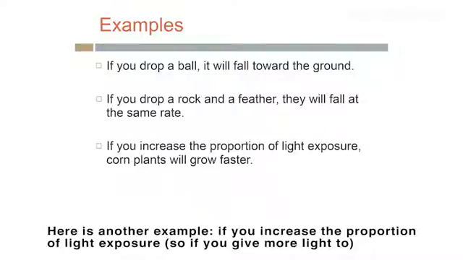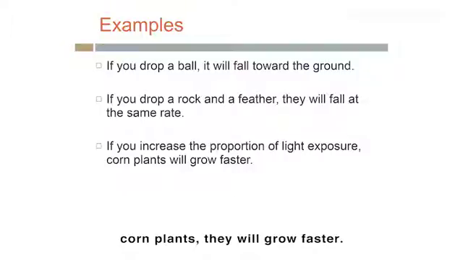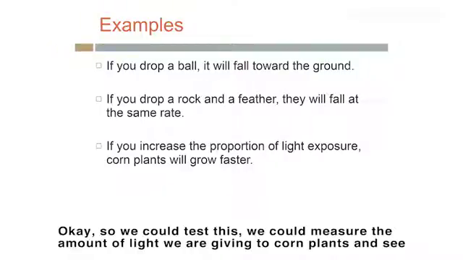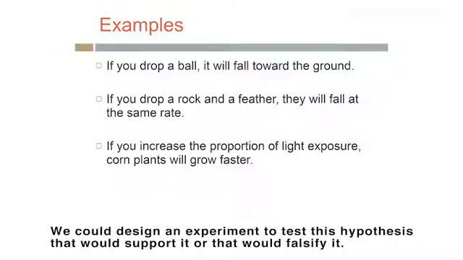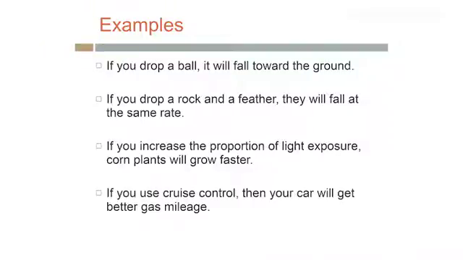Here's another example. If you increase the proportion of light exposure, so if you give more light to corn plants, they will grow faster. Okay, so we could test this. We could measure the amount of light we're giving to corn plants and see how quickly they grow. Give a different amount of light to other corn plants, see how quickly they grow. We could design an experiment to test this hypothesis that would support it or that would falsify it.